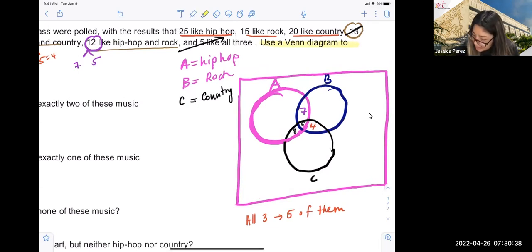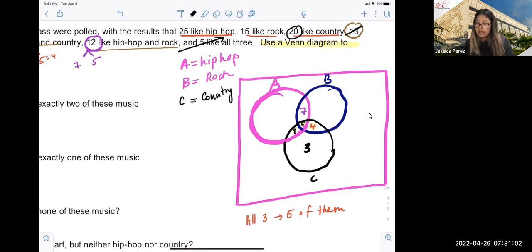Okay, now 20 like country. We have 8 plus 5 plus 4. That's 13 plus 4, that's 17. 17, we have 20 like country, so then we have 3 over here. 3 plus 5 plus 4 plus 8 gives you 20, which is exactly the whole block length.